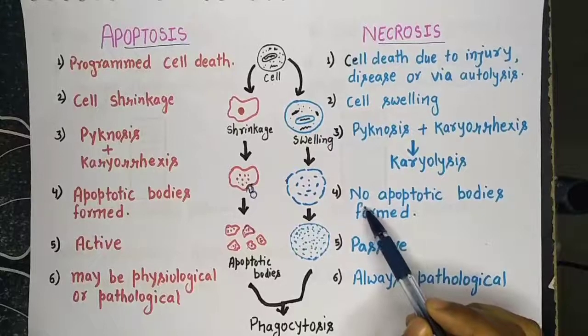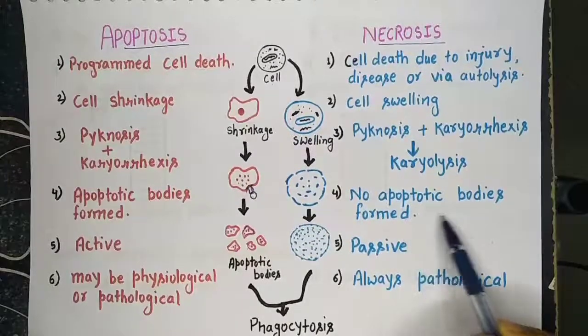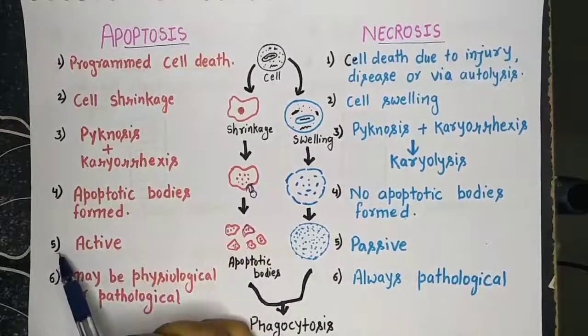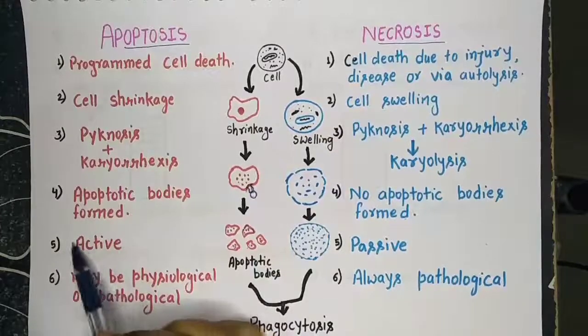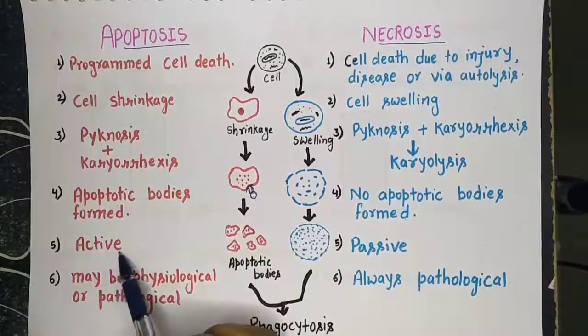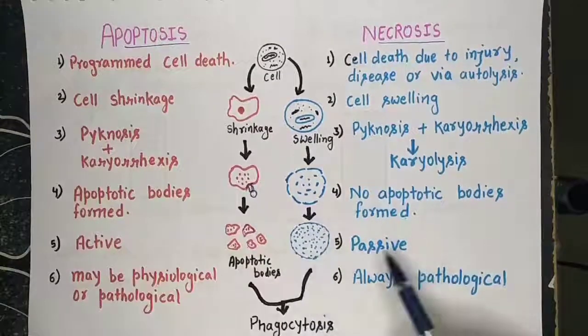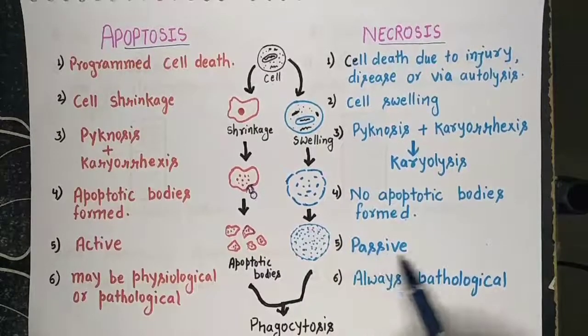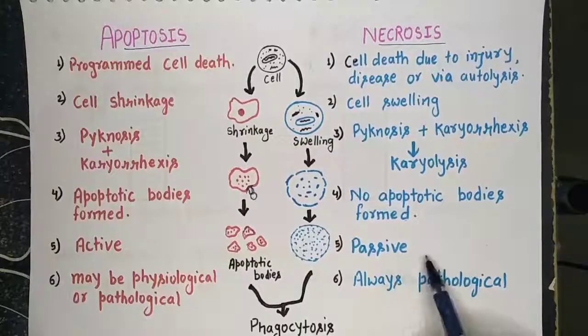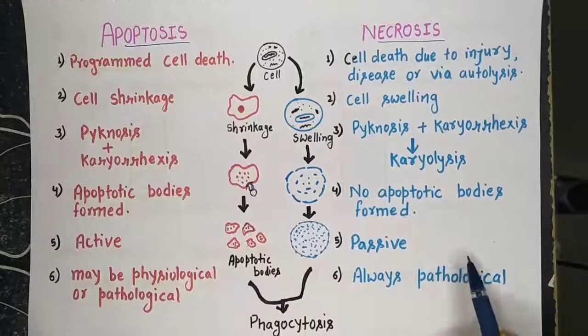But in case of necrosis, no apoptotic bodies are formed. Fifth point is, apoptosis is an active process. That means ATP is required for performing apoptosis, but necrosis is a passive process. No ATP, no energy is required for performing necrosis.